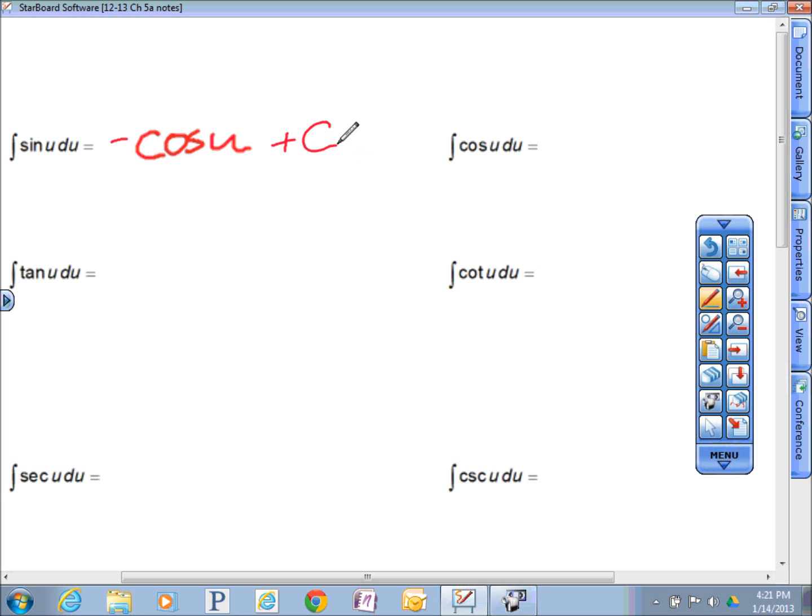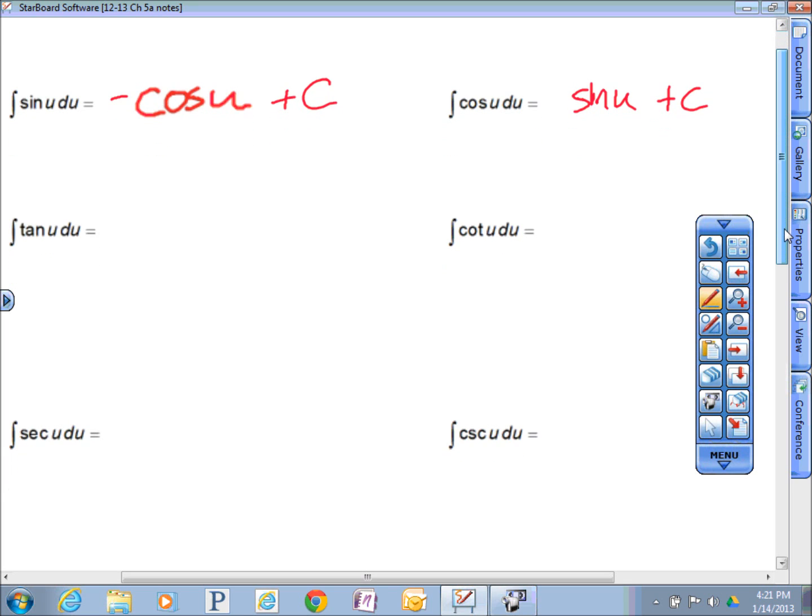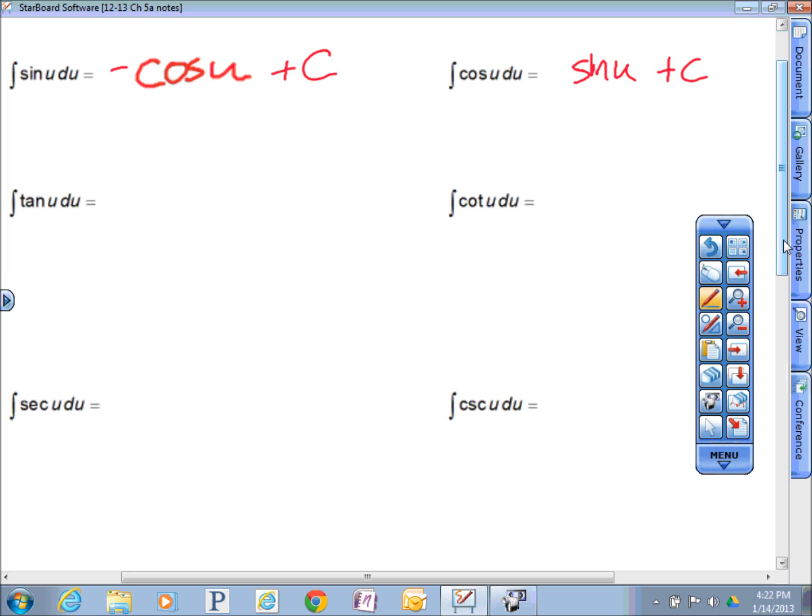So this is the antiderivative of sine. Antiderivative of cosine, well, I know it's going to have something to do with the sine of u. I know it's got to have a c in it. Let's see. So if I take the derivative of sine, that's going to give me a cosine. That's going to be exactly what I want. So the top 2 we already know. Those are not big issues. Tangent and cotangent. Let's do a little scratch work here.